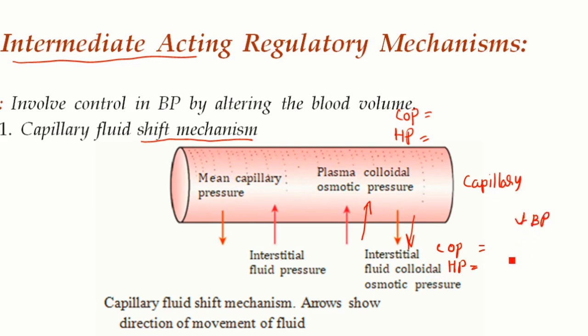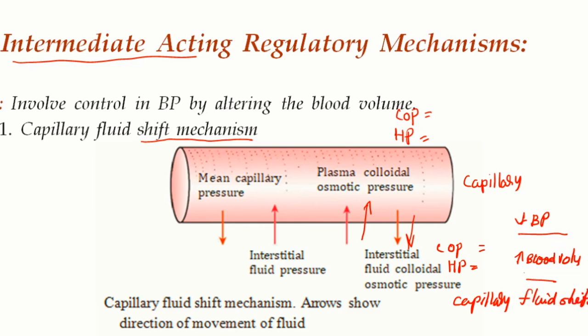Reverse changes take place if the BP falls. That's all. More blood volume, more loss of blood into the interstitial fluid. Less blood volume, more blood is added to the capillary in a reverse manner. This mechanism is known as what? Capillary fluid shift mechanism. Which category does it come under? Very good. Intermediate-acting regulatory mechanism.